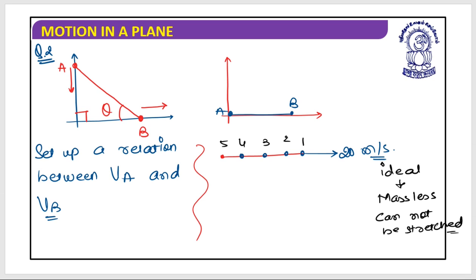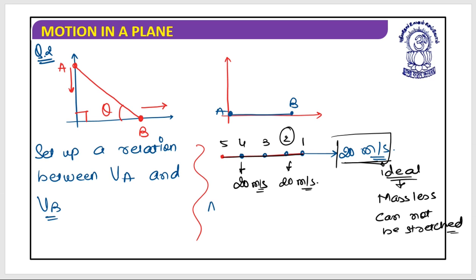Yes, this is the situation. So it is moving with a speed of 20 meters per second. What should be the speed of particle 2? It must be the same. Yes, it's 20 meters per second because they are moving in the same direction. Particle 4 is also the same, because the string is ideal, that means it cannot stretch. So all the particles lying on the same string will have the same speed. This is the concept behind this.